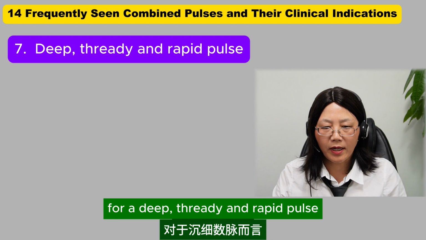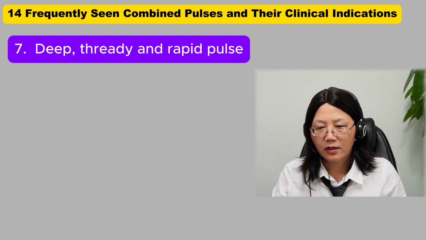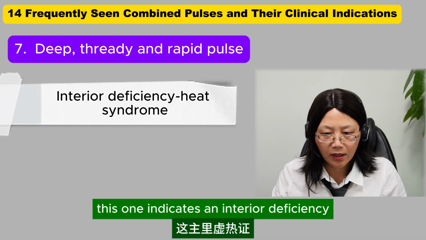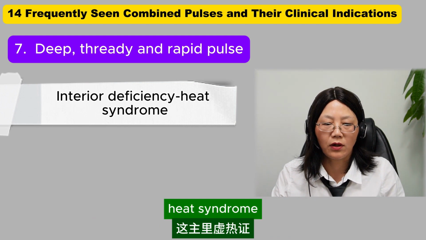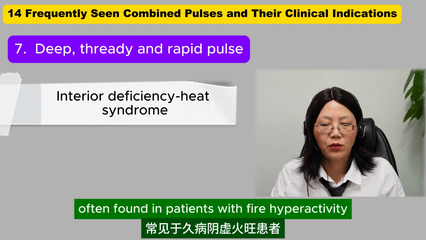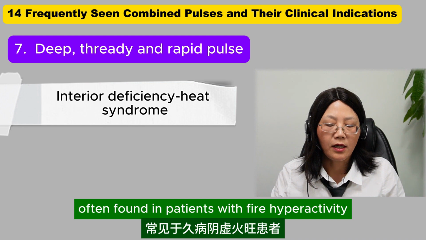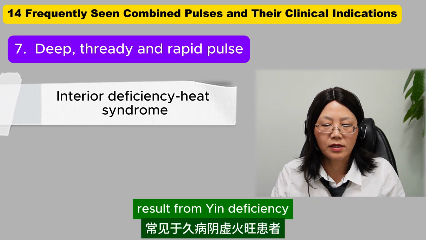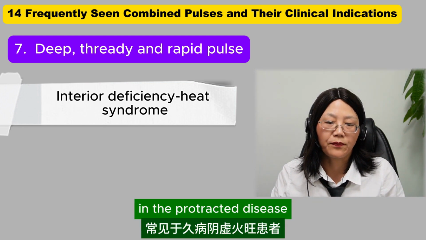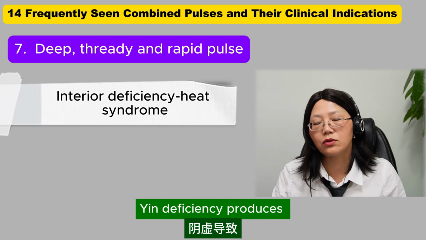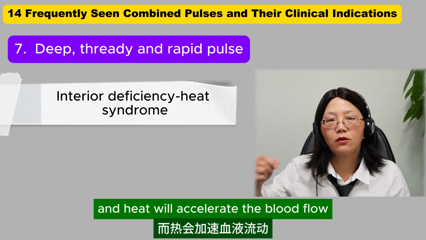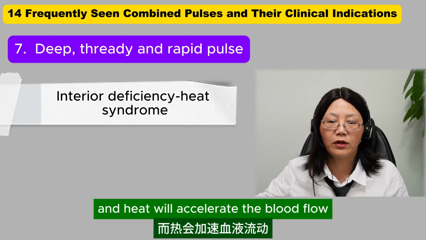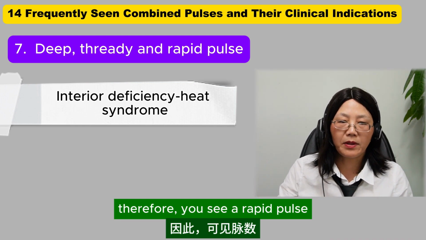For a deep, thready, and rapid pulse, this one indicates an interior deficiency heat syndrome, often found in patients with fire hyperactivity resulting from yin deficiency in a protracted disease. Yin deficiency produces deficient heat, and heat will accelerate the blood flow. Therefore, you see rapid pulse.